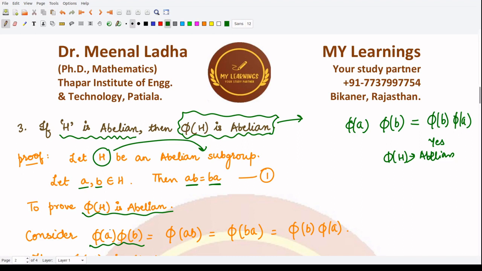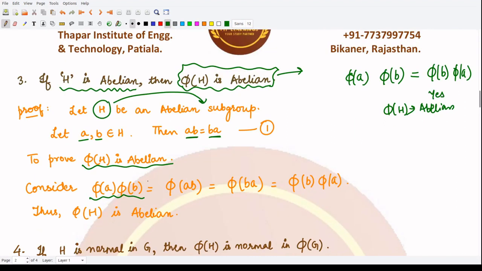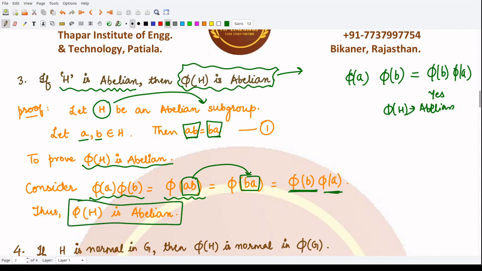Now because phi is a homomorphism, you can write it like this: phi of AB. Because A and B are both members of capital H, they would commute, hence AB is equal to BA. So instead of writing AB, we can now write BA. So what is phi of BA? Again, by the operation preserving property, it is equal to phi of B into phi of A. Therefore phi of H is also an abelian subgroup, and this is our third property.